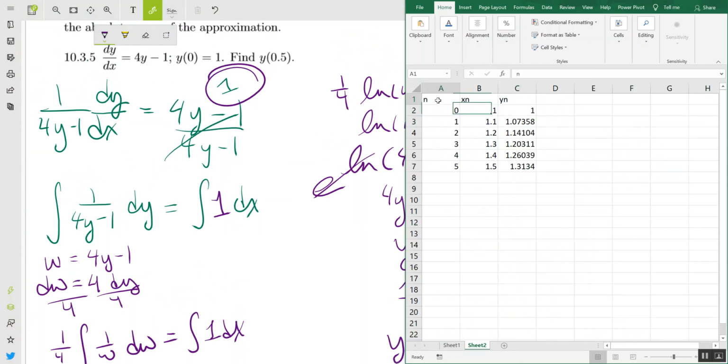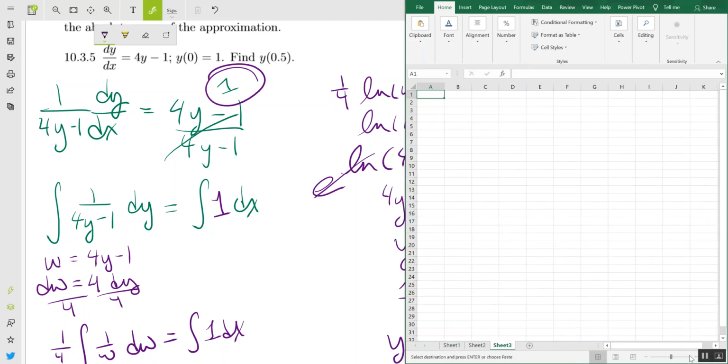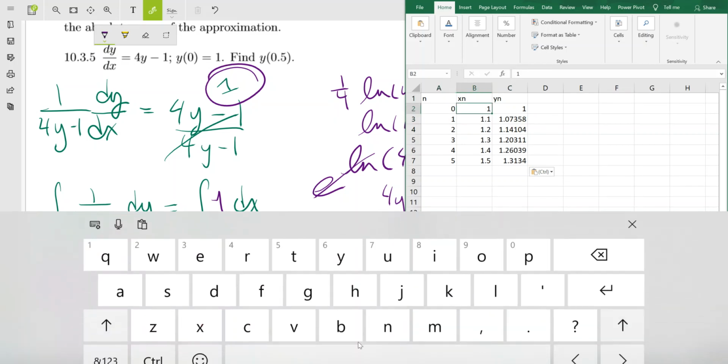Let's do a new sheet, but I'm going to do the same thing. I'm going to cheat by copying. Why do I have to zoom in every time? It's because I'm annoyed by it. That's why. It's also going to be 5 steps because I'm going from 0 to 0.5. So let's make sure we pull up our keyboard.